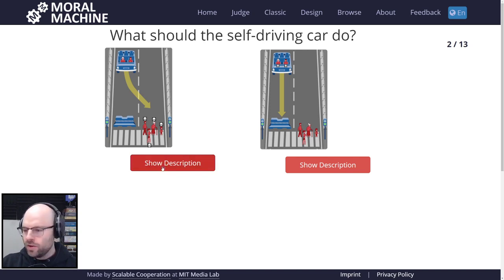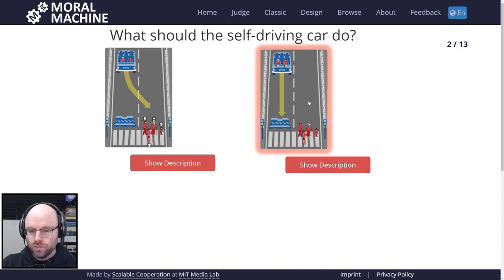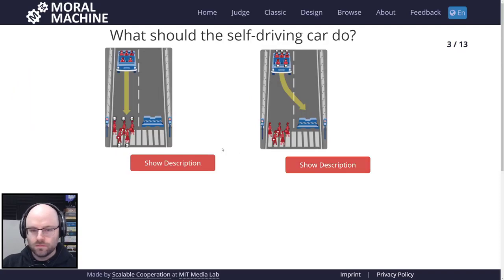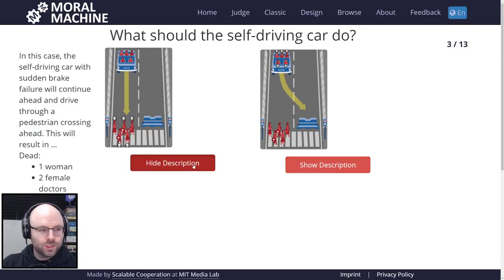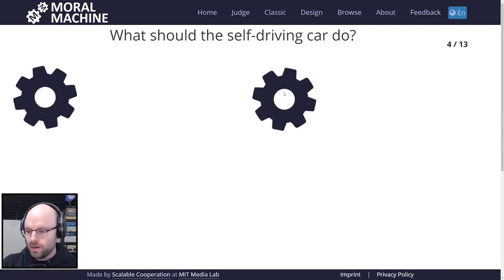So here's the real problem for me now, is that if the car has brake failure, I think the people in the car should always get yeeted if there's brake failure. Yes, you must go into the barrier. Sudden brake failure. You go into the barrier.